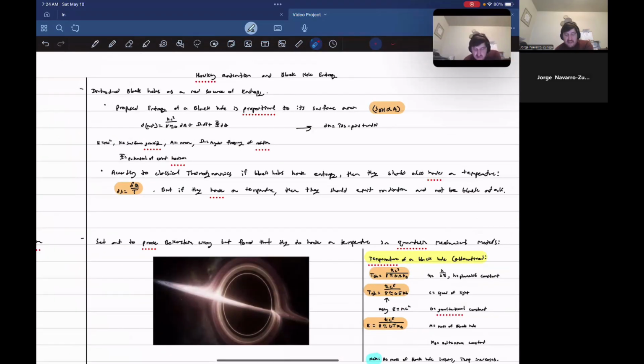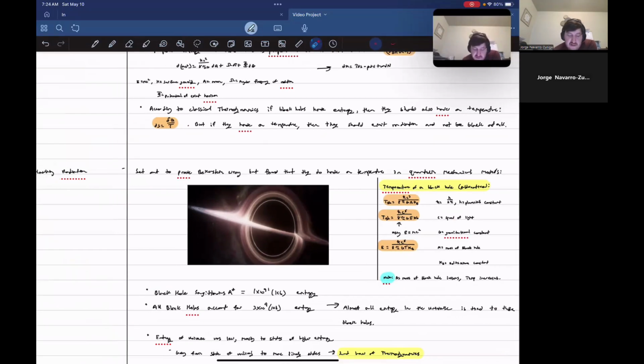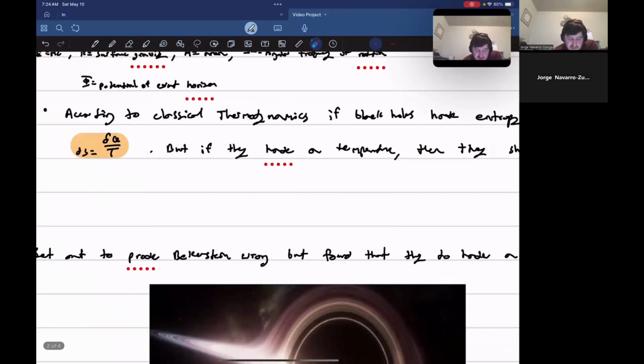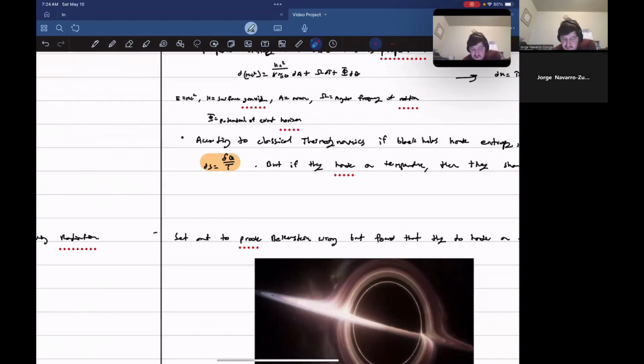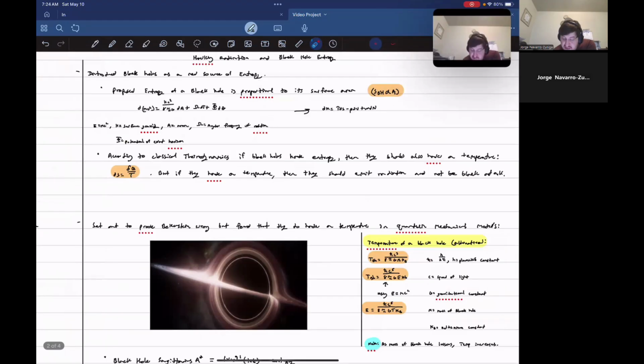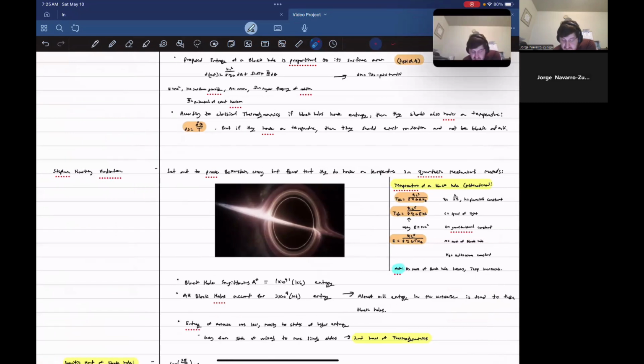And according to classical thermodynamics, if black holes have entropy, then they should have a temperature, as seen here by the definition of entropy, where the change in entropy is equal to the change in heat divided by temperature. But if they have a temperature, then they should emit radiation, so they should not be black at all. And this was Stephen Hawking's argument when he tried to prove Bekenstein's theories wrong. But by using a semi-classical model with quantum mechanical effects, he found that black holes actually have a temperature.